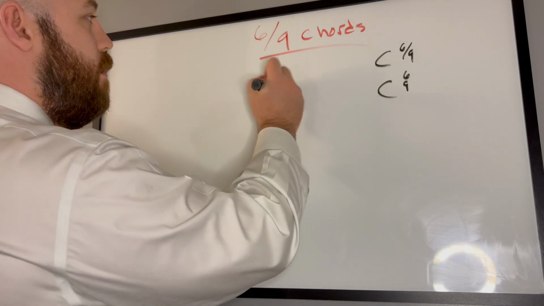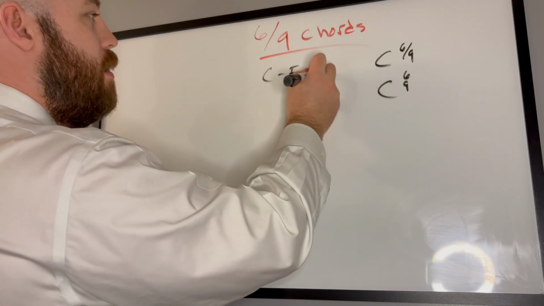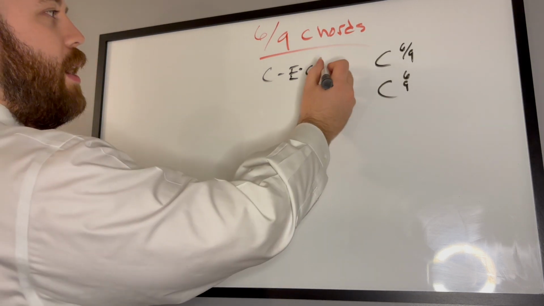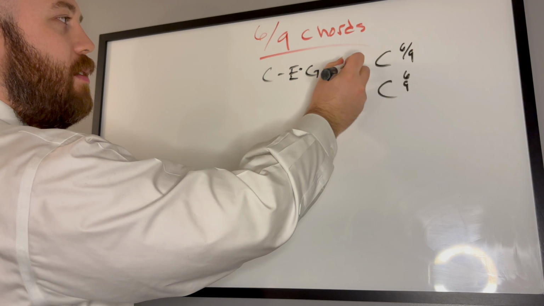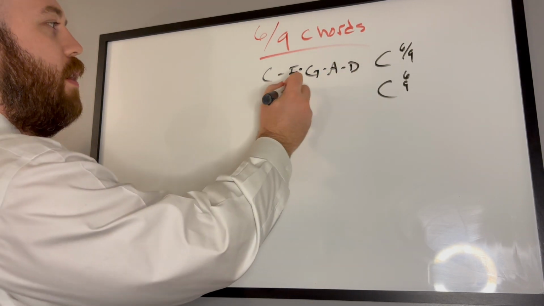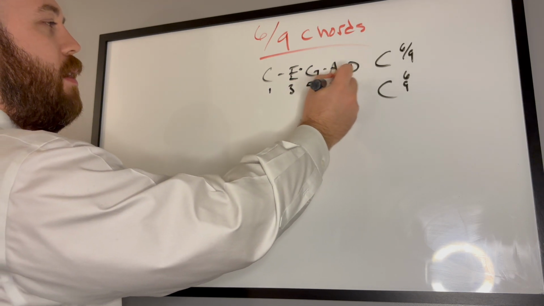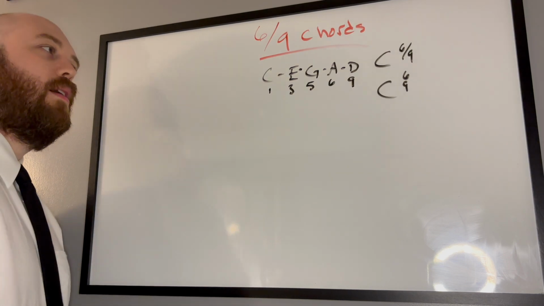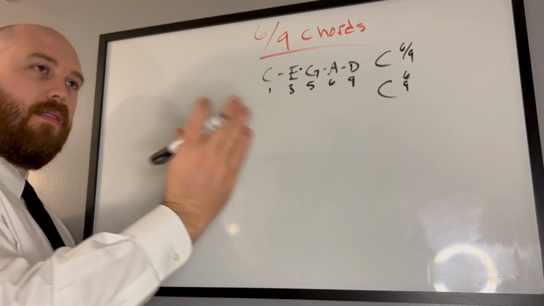So, C, E, G, that's a regular C triad. We're going to add the 6, we're going to add the 9. C, E, G, A, D. So we have 1, 3, 5, 6, 9. Now this is a chord, not just C, but any 6/9 chord.